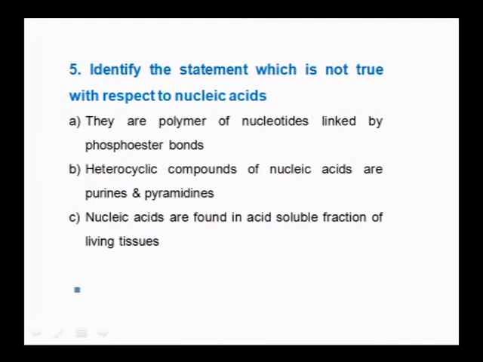C. Nucleic acids are found in acid-soluble fraction of living tissue. And option D, its sugar is pentose and also referred as furanose. The right option for this question is option C, where nucleic acids are found in acid insoluble fraction of living tissue. So these are not the acid soluble component, they are the acid insoluble component. Therefore, C option is the right one.